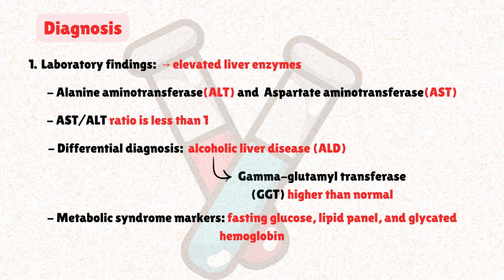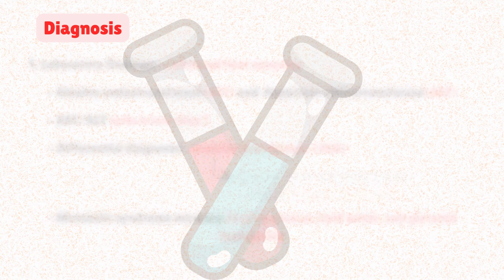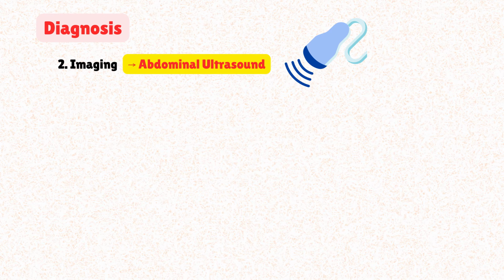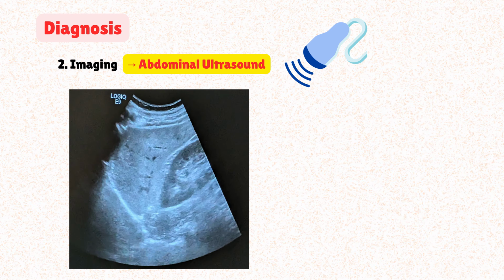Also, assess for metabolic syndrome markers such as fasting glucose, lipid panel, and glycated hemoglobin. Moving on to imaging, a key tool is ultrasound. This is often the first line and most widely used tool as it can identify hepatic steatosis.